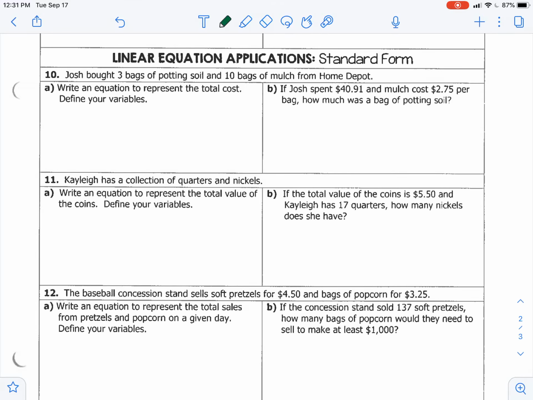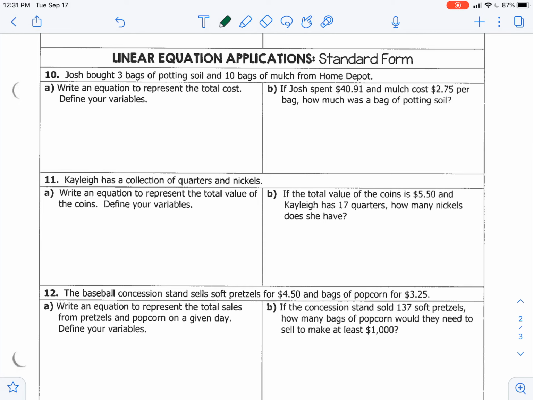Okay, so we're still writing equations for applications. These we're going to write our final answer in standard form. And I do think most of the time the standard form ones are actually easier than the slope-intercept forms. At least I would say the kids tend to find it easier. I find when I'm grading that they tend to find it easier. So let's just talk about this one.